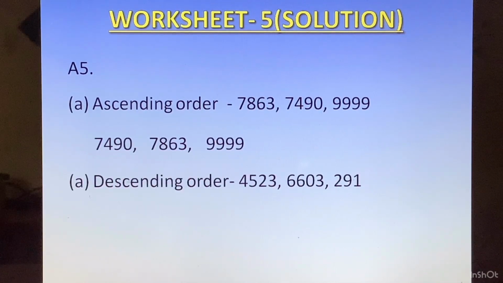Then descending order. Numbers are 4523, 6603 and 291. Now we have two 4-digit numbers and one 3-digit number. So the greatest will be one of the 4-digit numbers. We'll compare the first digits of these numbers, 4 and 6. 6 is greater, so 6603 is the first number. Next we'll have the other 4-digit number, which is 4523, and lastly we will have 291.